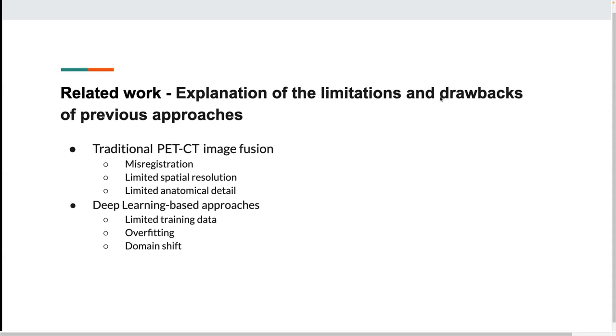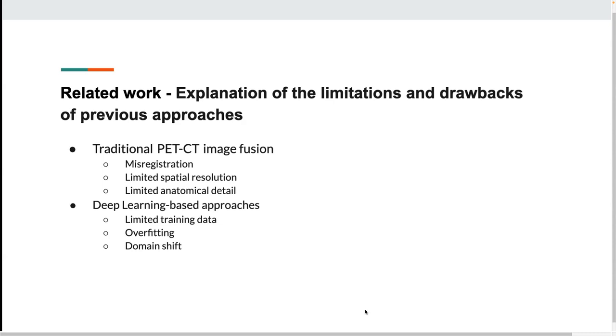The limitations and drawbacks of the previous approach, the traditional PET-CT image fusion, start with misregistration. Misregistration is basically that PET and CT images are acquired using different image modalities, which can result in misalignment and errors in registration. This could lead to inaccurate fusion of the images and affect the interpretation of the result.